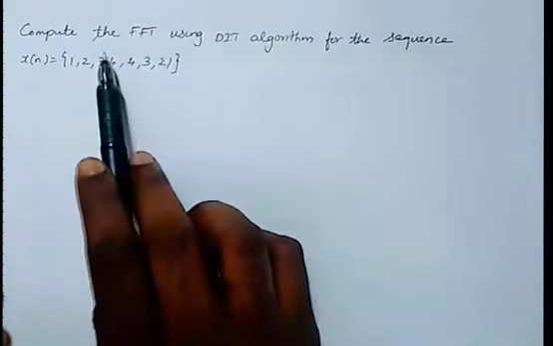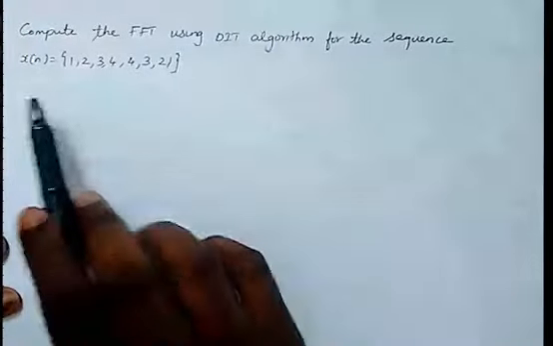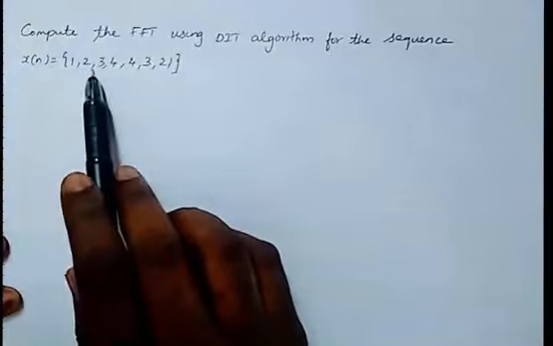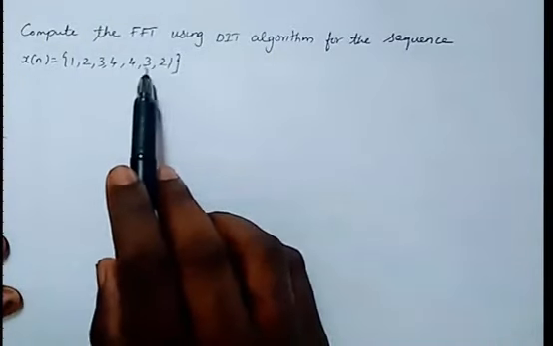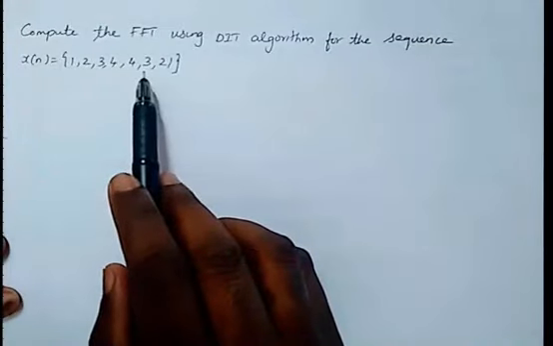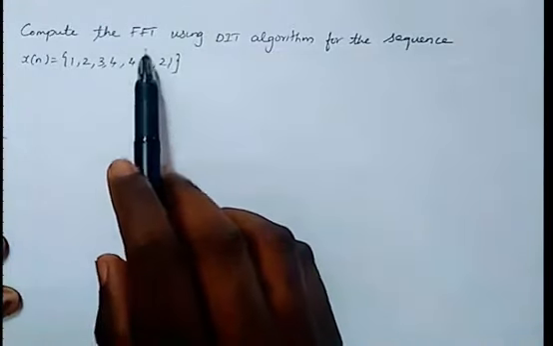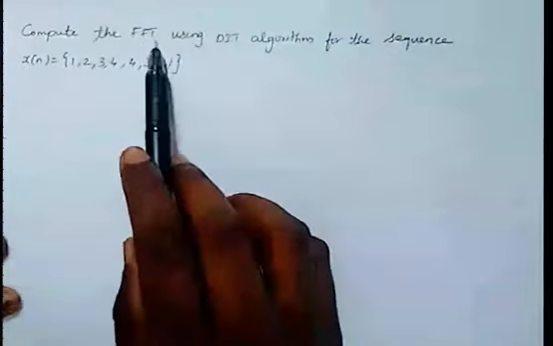So here the question is, compute the FFT using the DIT algorithm for the sequence x of n equal to 1, 2, 3, 4, 4, 3, 2, 1. Given the sequence, you are asked to find the Fourier transform of the sequence using DIT FFT.